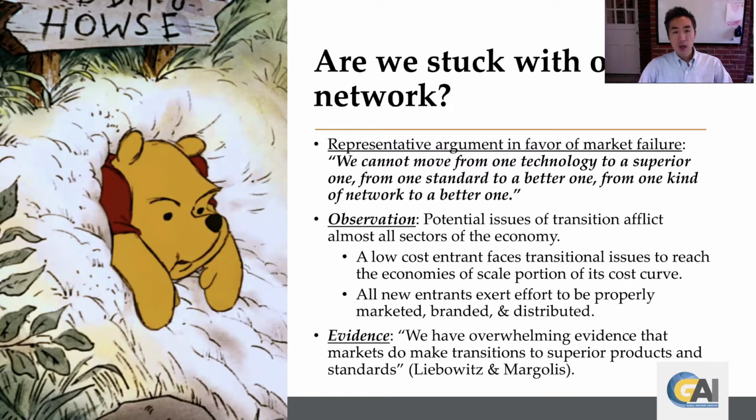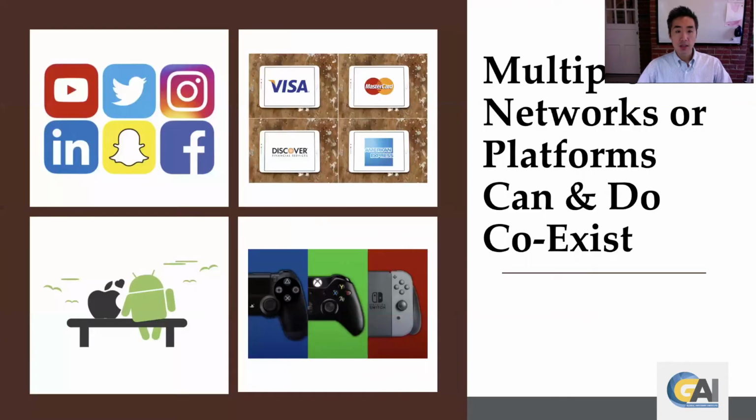Now, one observation is there are potential transition issues from one product to another for a lot of industries in a free market economy, right? A low-cost entrant, let's say someone who has a better production process, comes in. Do they immediately gain all the shares? Unlikely, right? Consumers have brand loyalty, there's distribution, there's branding, there's marketing that has to be overcome. And so just because there are network effects and there are transitional issues doesn't mean that this is somehow unique to markets that have network effects. This is again from Leibowitz and Margolis: we have overwhelming evidence that markets do make transitions to superior products and standards.